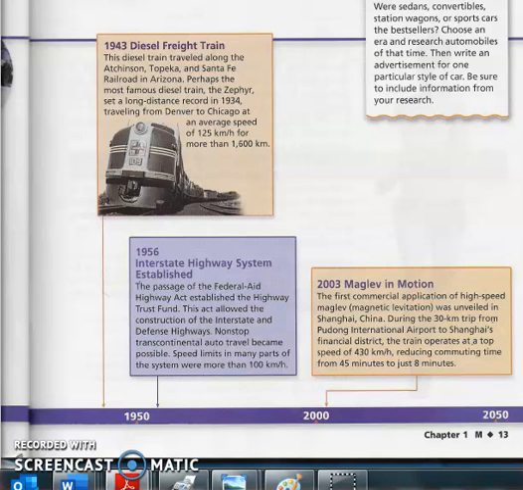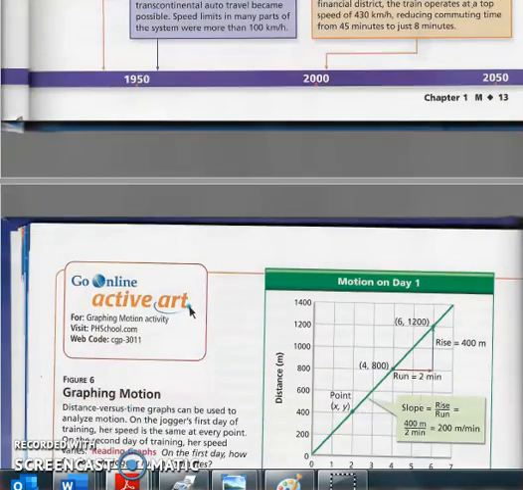In 2003, maglev in motion, the first commercial application of high-speed maglev, which is magnetic levitation, was unveiled in Shanghai, China, during the 30-kilometer trip from Pudong International Airport to Shanghai's financial district. The train operates at a top speed of 430 kilometers per hour, reducing commute time from 45 minutes to just 8 minutes.